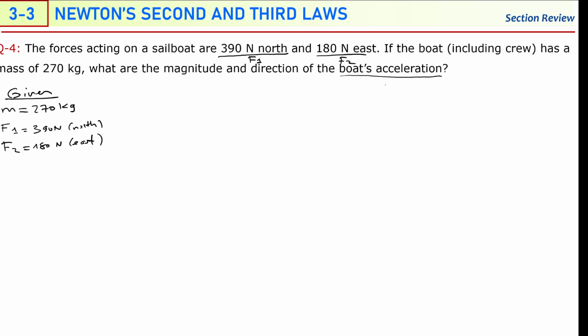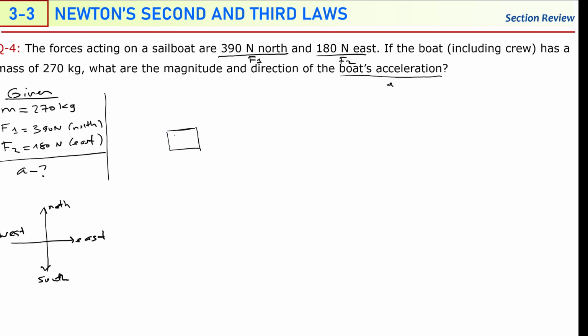For calculating the boat's acceleration, question A, we should first find the net force acting on the boat. So directions are given like this: north, south, east, and west. And according to these directions, let's draw the sailboat here as a model. Let's draw a model. It's a square.